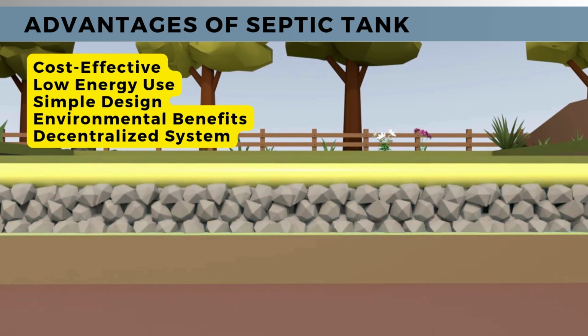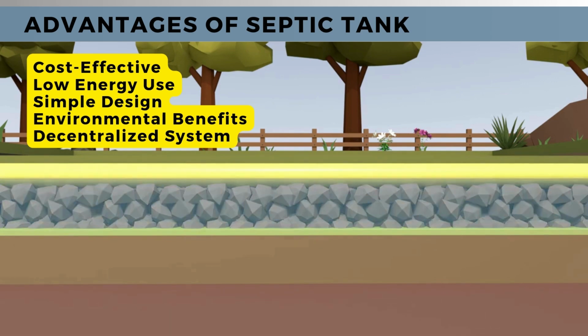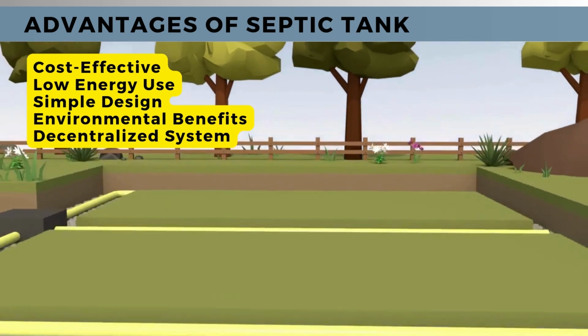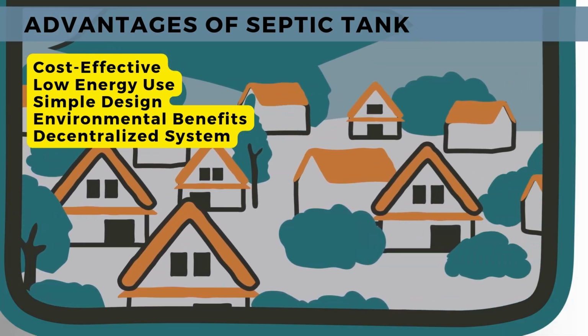It is also a decentralized system. Septic tanks allow for decentralized wastewater treatment, reducing the burden on large centralized wastewater treatment plants and supporting the management of wastewater in areas with dispersed populations.